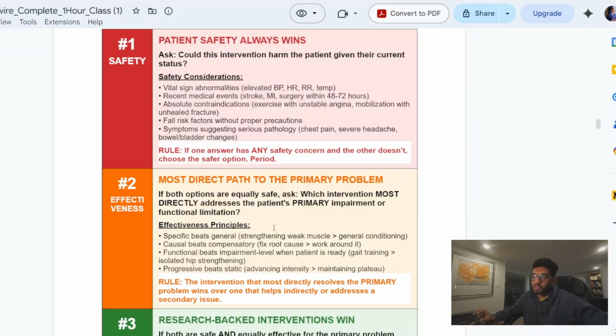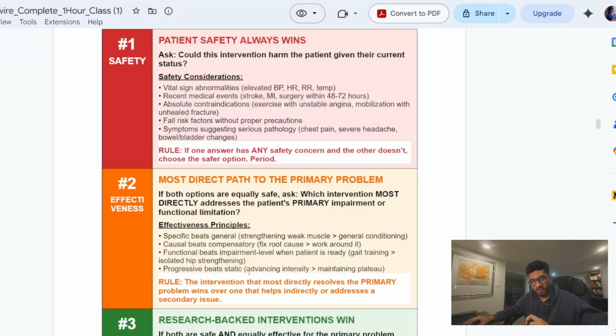The effectiveness principle says that specific beats general. Strengthening a weak muscle is greater than general conditioning. Causal beats compensatory: fix the root cause rather than work around it. Functional beats impairment level when the patient is ready. Gait training is more than isolated strengthening.